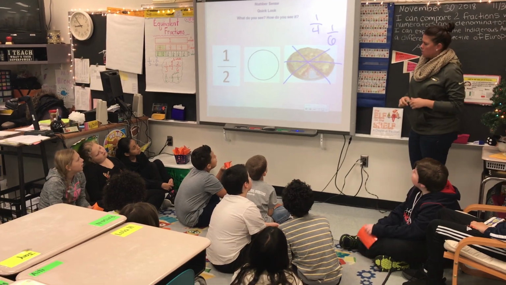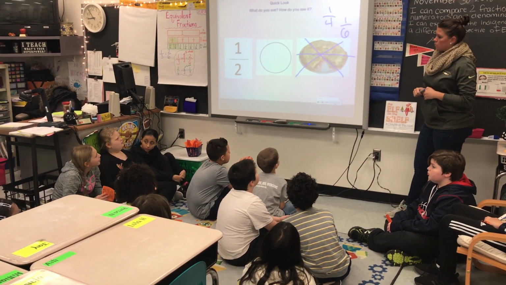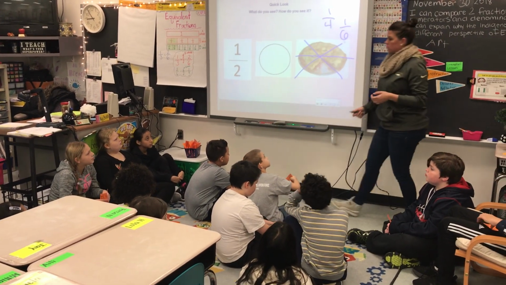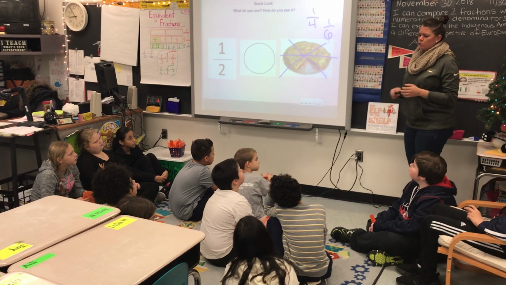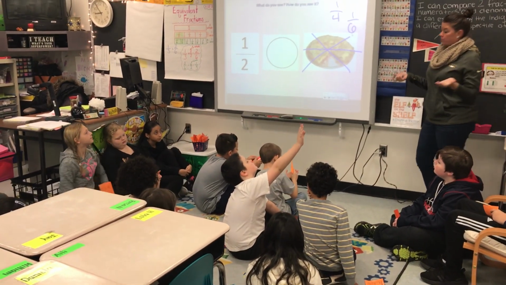Mm-hmm. Yeah. Okay. And I disagree because if it looks like a 6, that's not a 4. Okay, so is a 4th greater than a 6? Yeah. How do you know it's greater than a 6? Lola? Because it has bigger pieces. Because it has bigger pieces, bigger denominator.